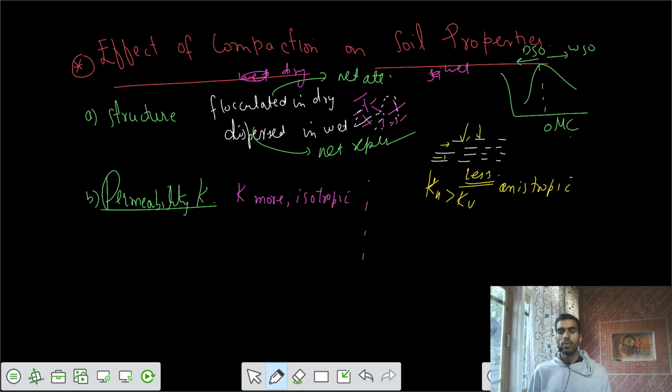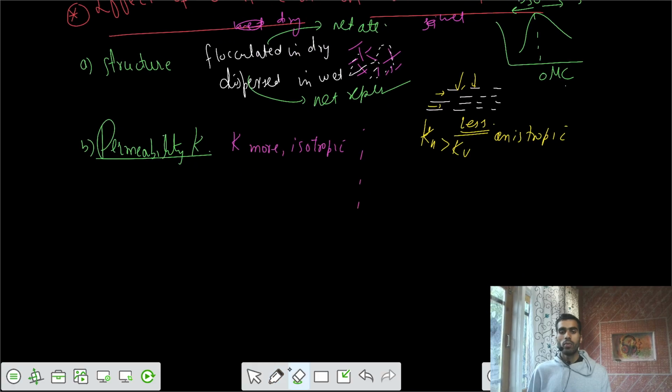We can say in the wet side of optimum we're having less permeability as compared to the dry side of optimum. Let's say that this is the dry side of optimum and this is your wet side of optimum. Let's go for the third one.